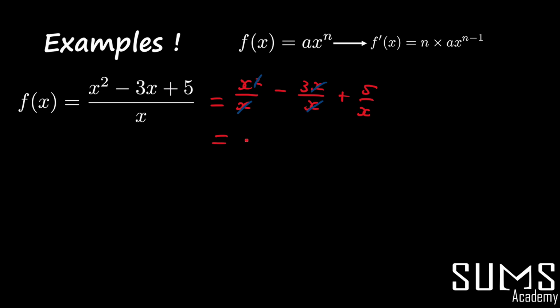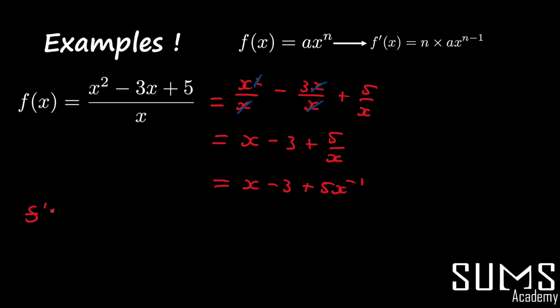So now this equals x minus 3 plus 5 over x. Now, again, this can go one stage further in being simplified. So that just becomes x minus 3 plus 5x to the minus 1. Okay, so now, I know it seems like a lot of steps, but it's so much easier to get it in a form that is simpler to use. We're going to start to differentiate.